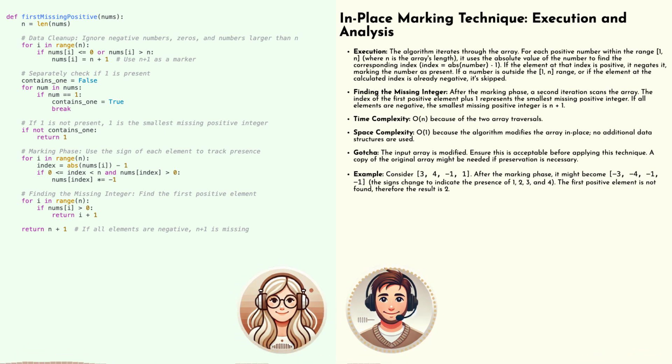You nail it. There you have it, the in-place marking technique. We found the smallest missing positive integer using only the array itself as our workspace. Linear time, constant space. Pretty slick. This problem really makes you think differently. It's all about understanding the constraints and finding a way to make them work for you.